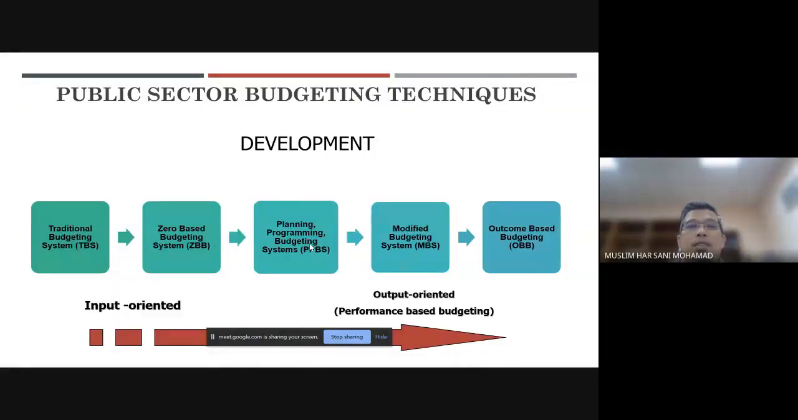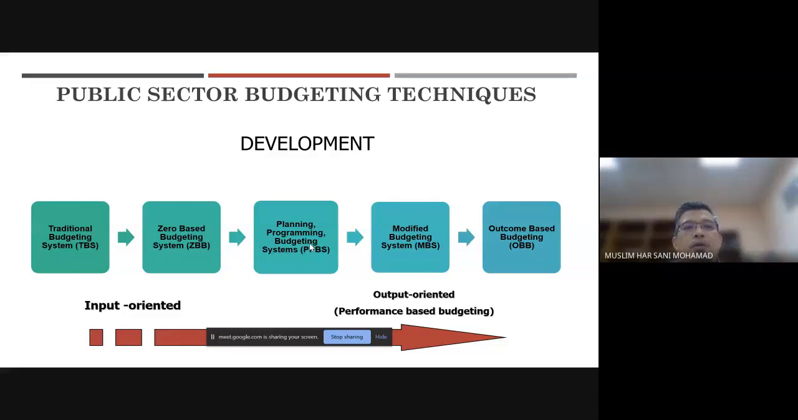Right, these are the budgeting techniques' development, from traditional budgeting, or what they call line item budgeting. In the case of the Malaysian government, during or before independence, I think mostly countries across the globe were under colonial power. So during that time they used a traditional base or line item budgeting, because it was appropriate in that context and environment.